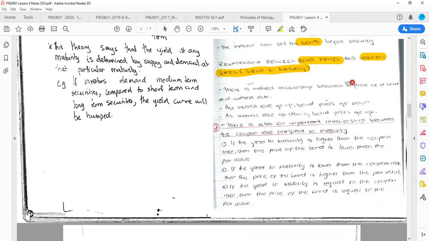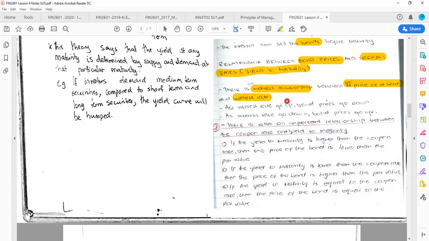So these are just market interest rates. So let's say an investor decides they want to sell a bond before maturity. You need to understand the relationship between the price they can sell the bond at and the current interest rates in the market, right? So there is an inverse relationship between the price of a bond and interest rates.